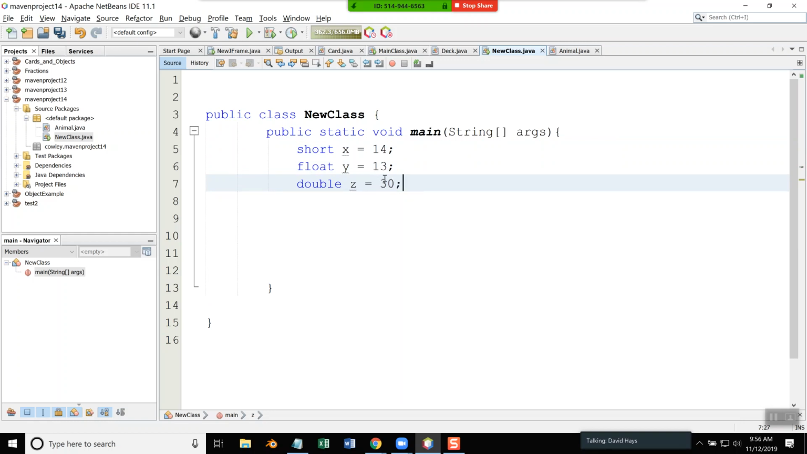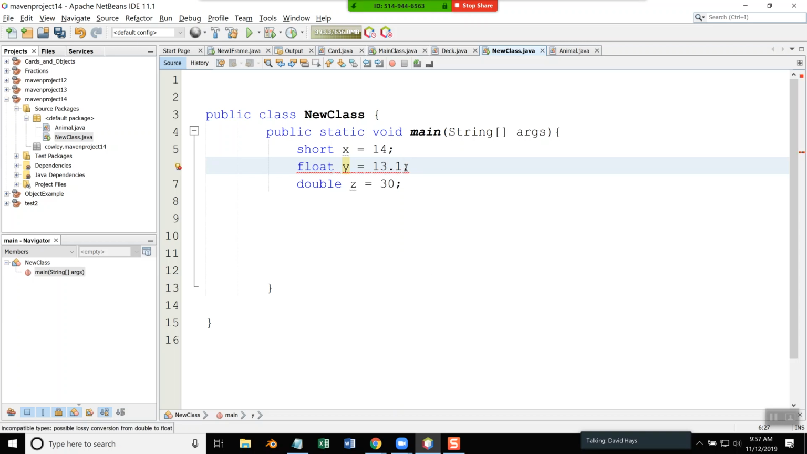Yeah, it does work without an F. Why does it work without an F, do you think? What is 13? It's an integer, isn't it? And so we're promoting it. It's going from an integer to a float. Where if we had 13.1, 13.1 is a double, and we're taking something at a higher precision and trying to throw it back to a lower precision. And that's where you have to have your F.